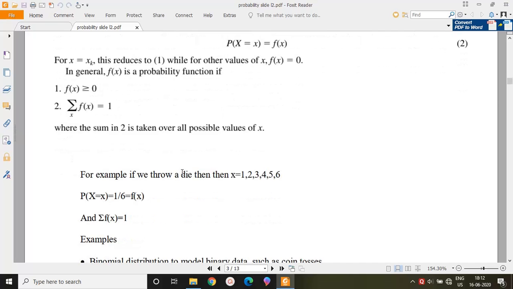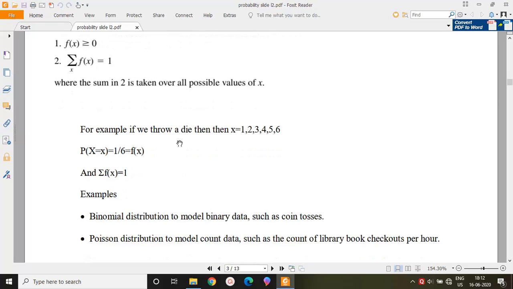Let us illustrate this with a simple example. Again, we will take the example of throwing a die. When you throw a die, the results are small x equal to 1, 2, 3, 4, 5, 6. Any one of these values is possible. Can you tell what is the probability of getting 1? The probability is 1 by 6, because total cases is 6 and favorable case is 1.